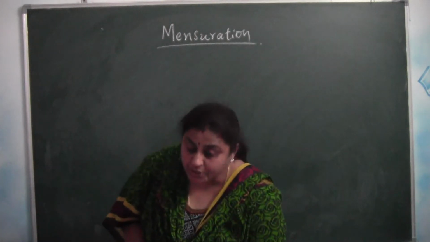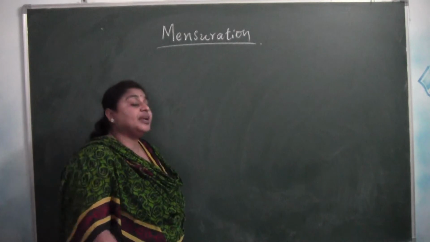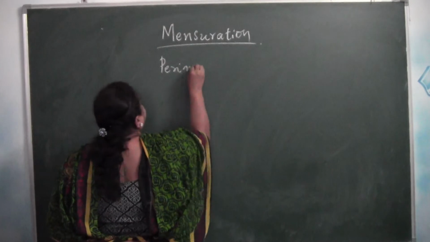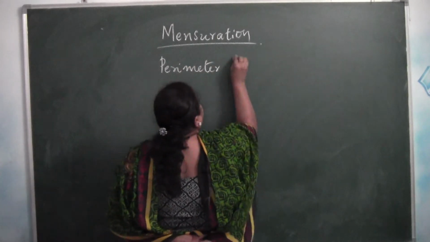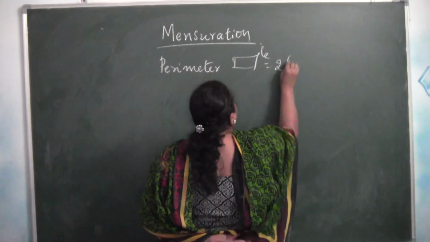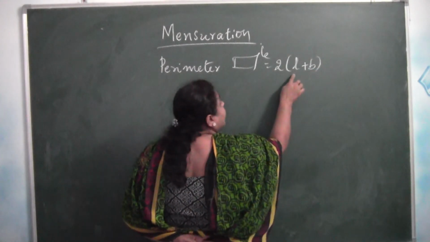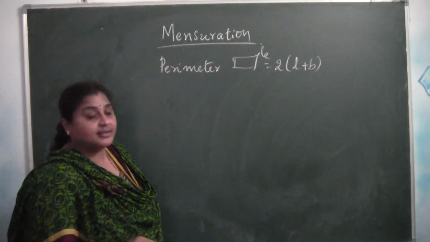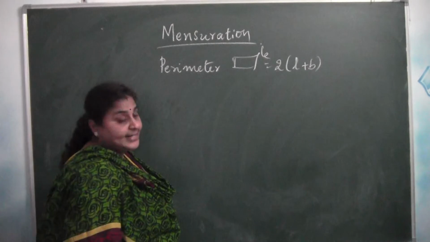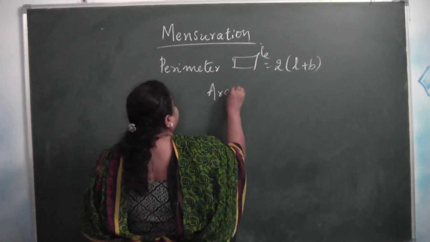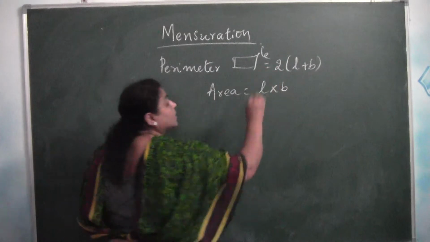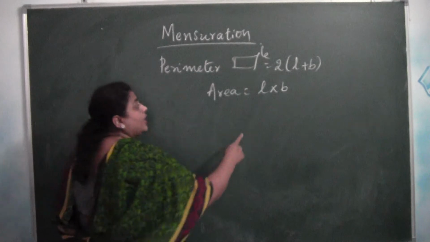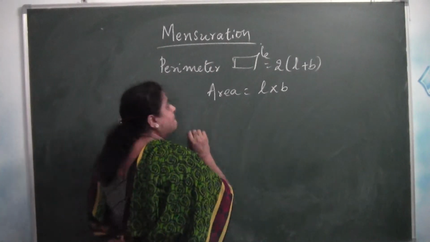If you have to make yourself perfect with this chapter, you have to remember 4 formulae. What is that? Perimeter of rectangle is 2 into (L plus B), that is length plus breadth, twice of length and breadth. And area of rectangle is L into B, that is product of length as well as breadth.